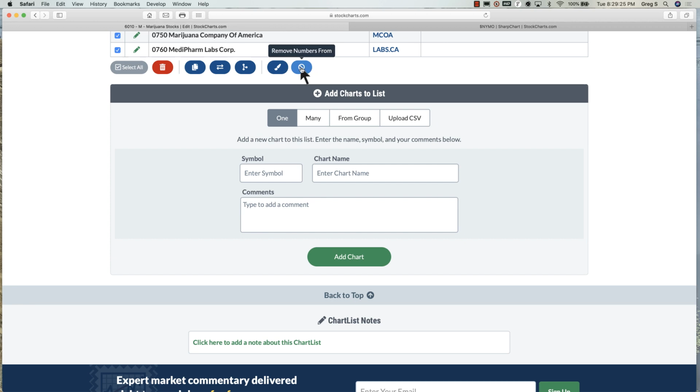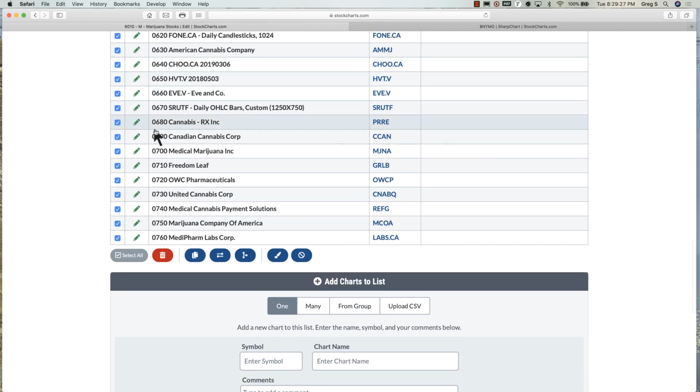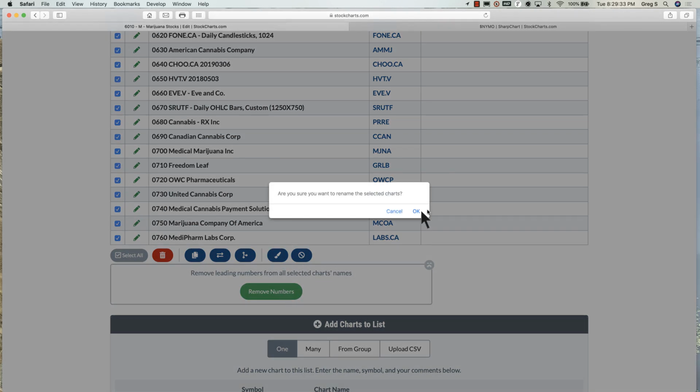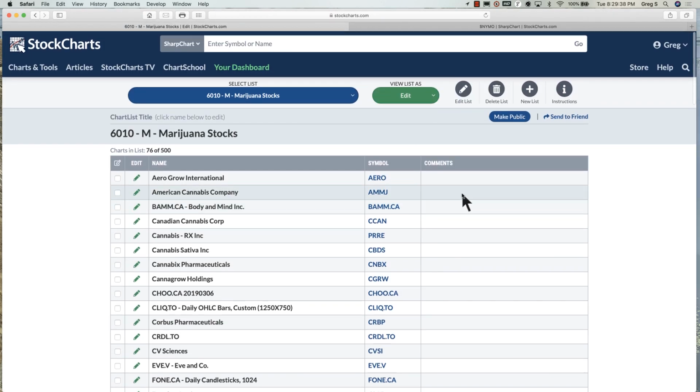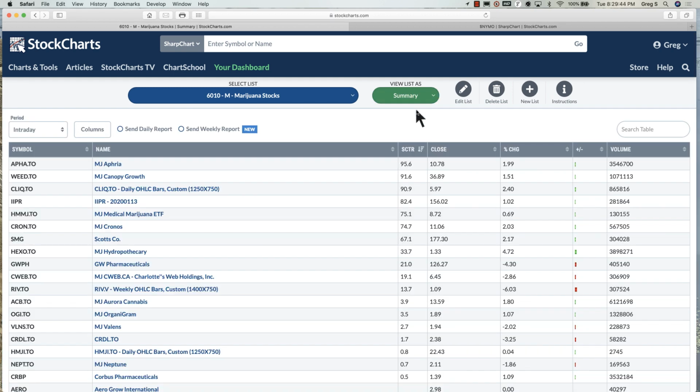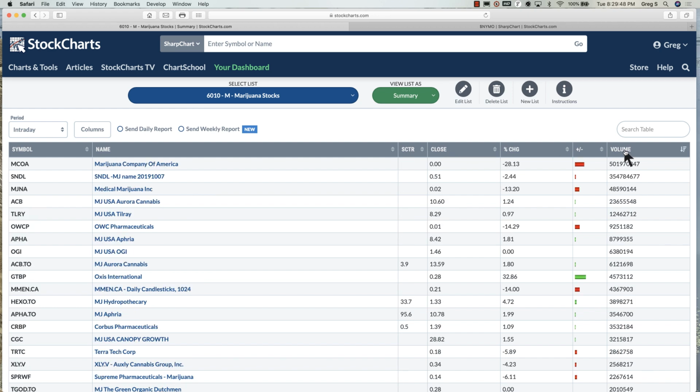Okay, so what I've got here is a whole bunch of stocks with some numbers in them from a prior sort. I'm going to get rid of that, and I'm just going to remove all the numbers from those sorts, and I do that by going to the edit list. Now, I can't sort it by price or whatever over here because there's no price on this page. So I go to the summary view, and with summary, I can add some columns and work with the data.